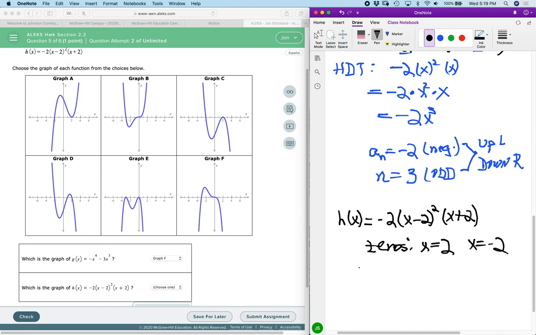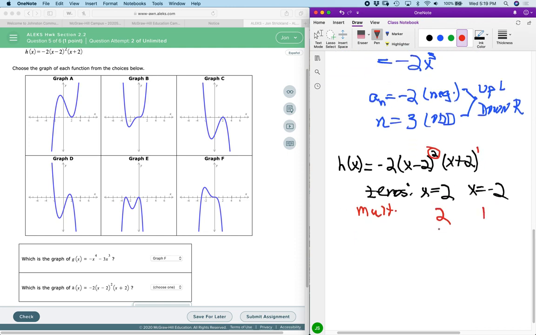And we have, now for the multiplicities, x equals 2 stems from x minus 2, which is raised to the second. X equals -2 stems from x plus 2, which is to the first. So for x equals 2, the multiplicity is even, so you're going to have the graph touch the x-axis at x is equal to 2. And since we have -2 with an odd multiplicity, it's going to cross at x is equal to -2. So crossing at -2 and touching at +2.